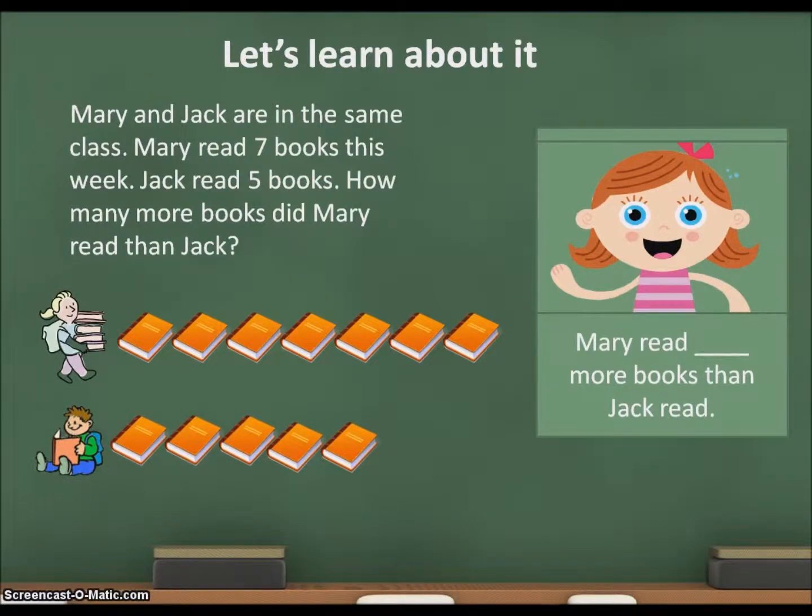As mentioned in the first module, catching these words, more than, in the question is a big hint that you are comparing amounts. We have to go back to the problem and find the amounts we are comparing. In this problem, we are comparing 2 amounts. The amount of books that Mary read, 7, to the amount of books that Jack read, 5.